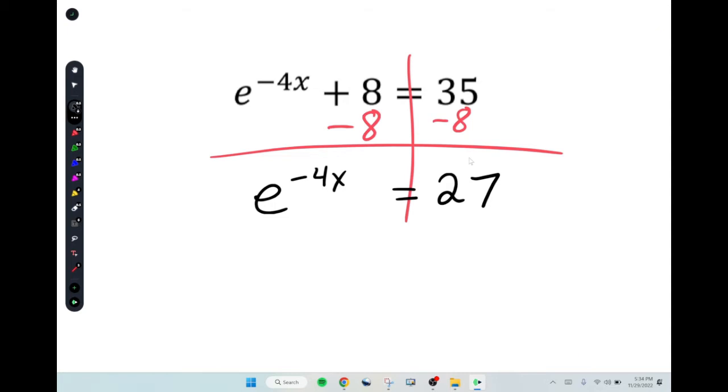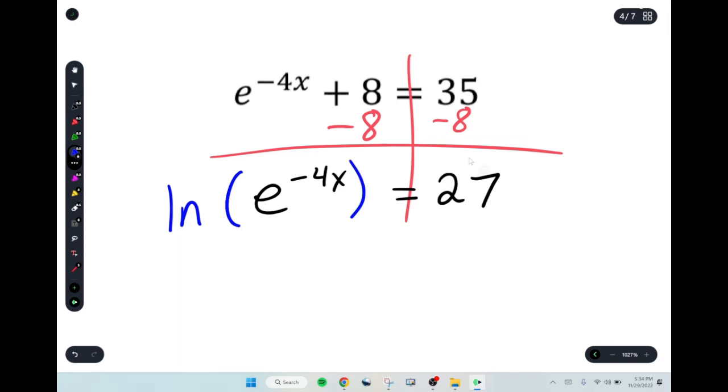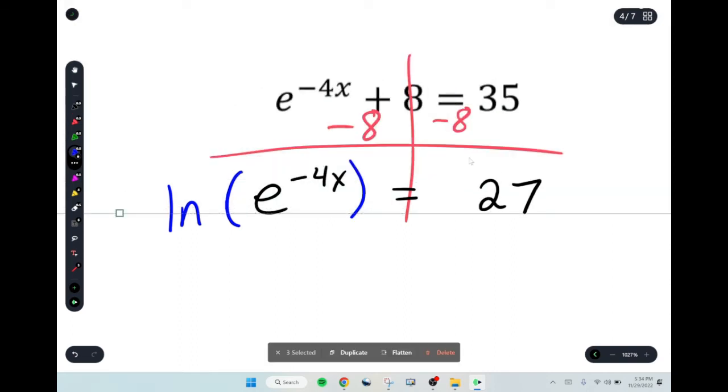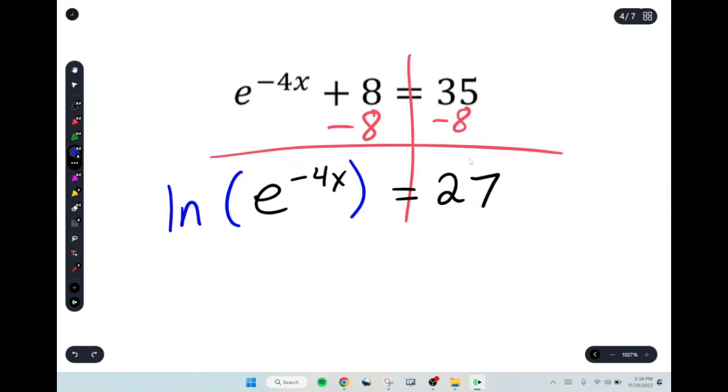And then we kind of just talked about this a second ago. How to get rid of an e. Log or ln. Or log, if you want to log e. Hey, if you want to write it as log of e, I'm not judging you. But I write it as ln because it's less things to write. And what you do to one side, you have to do the other. So we have ln of 27.